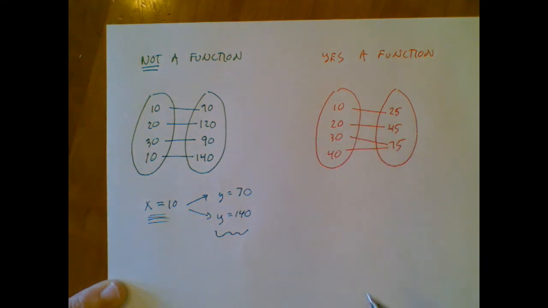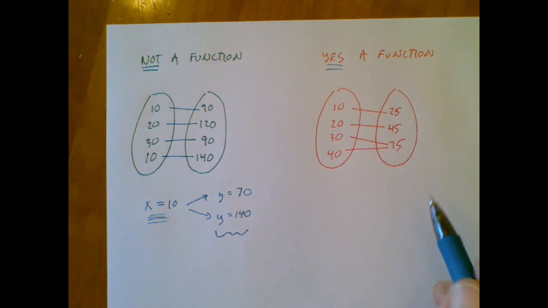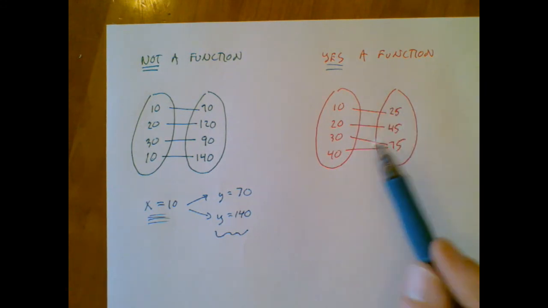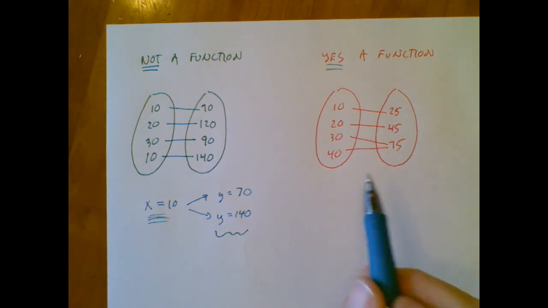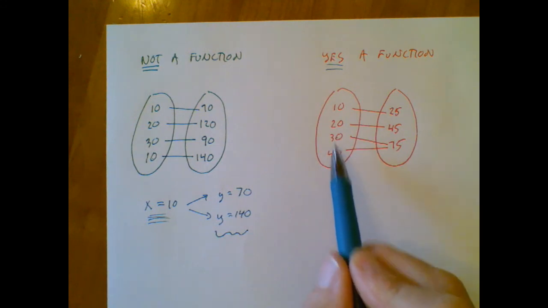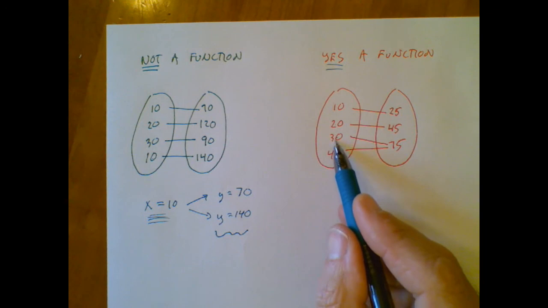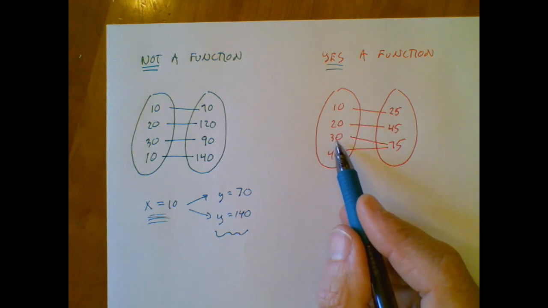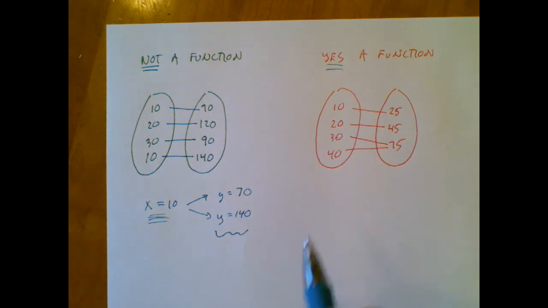This over here is a function. Looks like we've got some funny business going on, but it's not a big deal because each one of these x values leads to one single y value. The fact that the 30 and the 40 both led to a 75 is okay because the 30 didn't get two separate y values, or the 40 didn't get 2 separate y values.